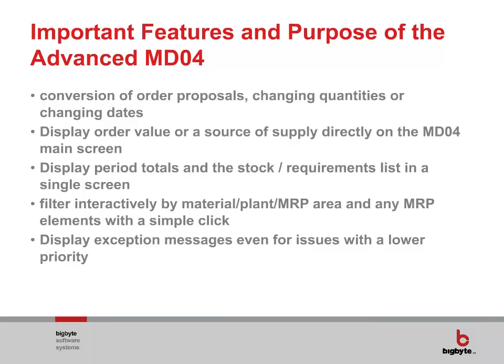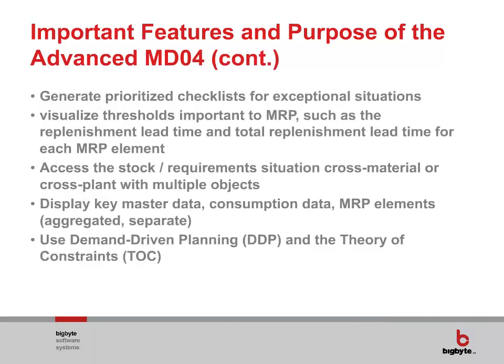You can also display important information such as order value or a source of supply directly on the MD04 main screen, without first needing to branch to the details. Display period totals and the stock requirements list in a single screen, or filter interactively by material planned MRP area and any MRP elements with a simple click. Or also display exception messages even for issues with a lower priority.